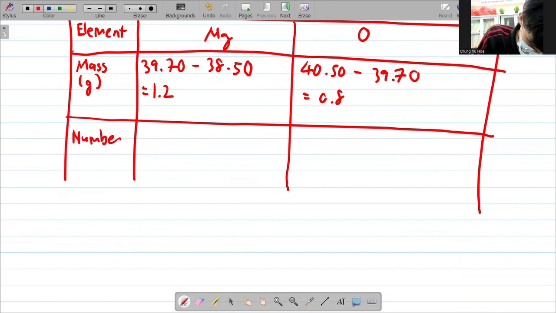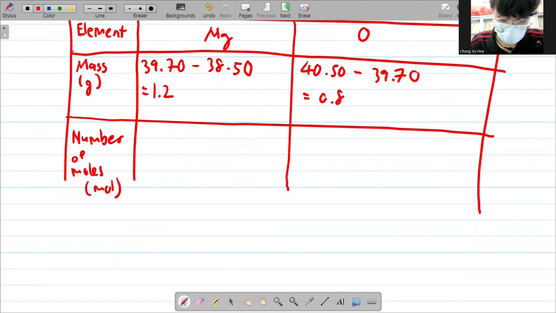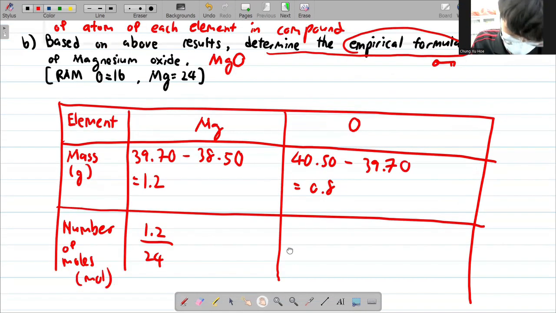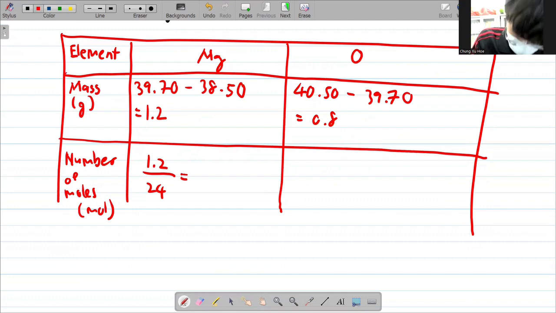To find the number of moles, what do we do? Sub in the formula. Number of moles, in terms of mol, of course. Now, we have our mass, and we also have the atomic mass, right? So we have two of them. One of the formulas is mass divided by molar mass, right? So mass is 1.2. Molar mass, of course, for magnesium is 24. It's given in the question. Please refer back. 24. Now, what we get is going to be 0.05.